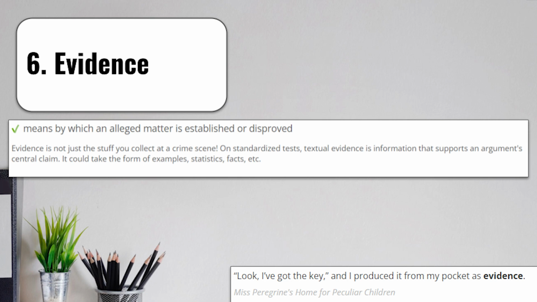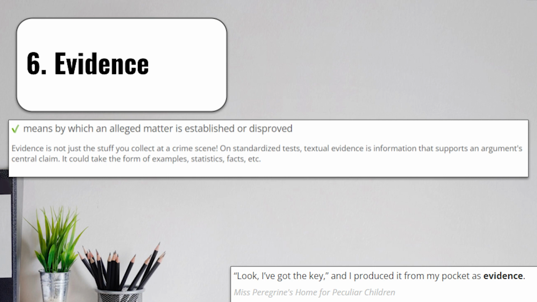So to put that another way, evidence is not just the stuff you collect at a crime scene, although it can be that stuff. On most tests, textual evidence, or things that you're going to read, is information that supports an argument's central claim. It could take the form of examples, statistics, facts, data, etc. Evidence is what you use to back up the reasons that you're using to support your claim.